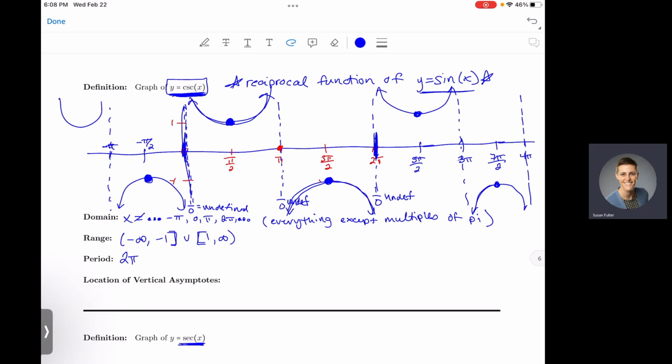And then the location of our vertical asymptotes, that's going to be x equals your multiples of pi. Basically, those are the excluded values from our domain. So we'll represent those in similar ways. So we'll just say the location of the vertical asymptotes are x equals our multiples of pi. All right, so that's the cosecant function.